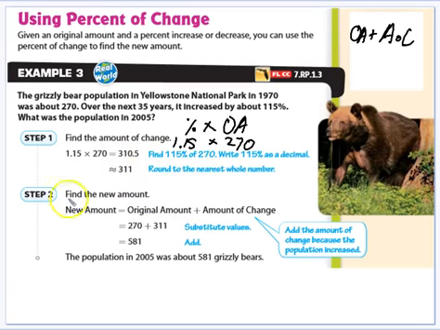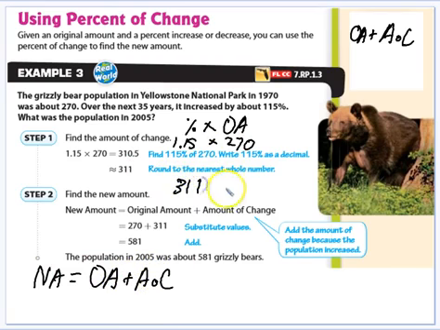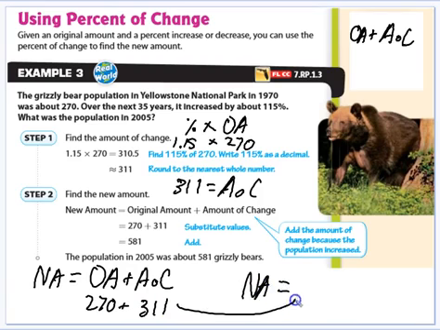So at that point, the new amount equals the OA, original amount, plus the AOC. So 311 equals our AOC. OA we already know is 270. So 270 plus 311, new amount equals 581.